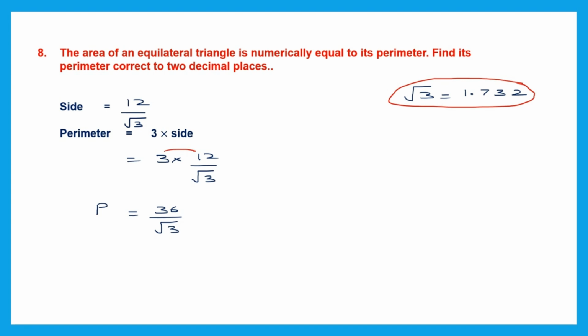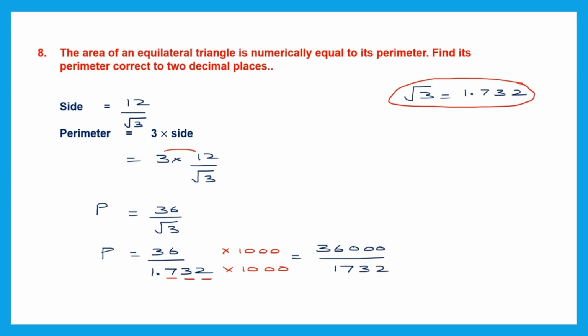Now we can write it here. So this will be 36 divided by 1.732. What are we finding? We are finding the perimeter. So here we know that this divisor is a decimal number. When we divide with a decimal number, we convert it to a whole number. How? We need to move the point 3 places to the right. We can do that only by multiplying it by 1000. So we multiply here also by 1000. So what do we get now? We get 36,000 because we are adding 3 zeros, 36,000 by 1732. Now let's divide this to get our answer correct to two decimal places.